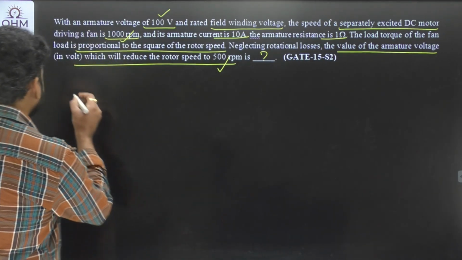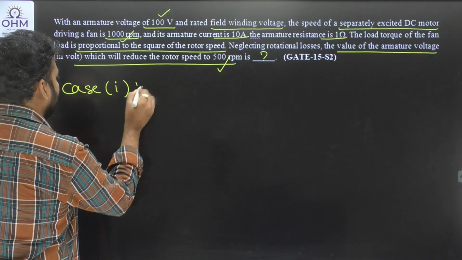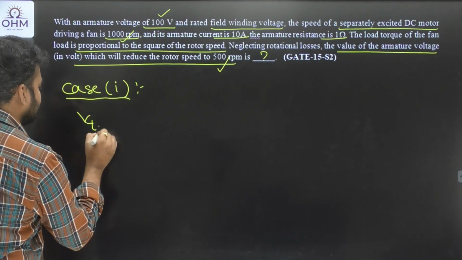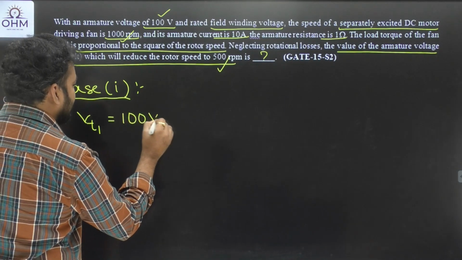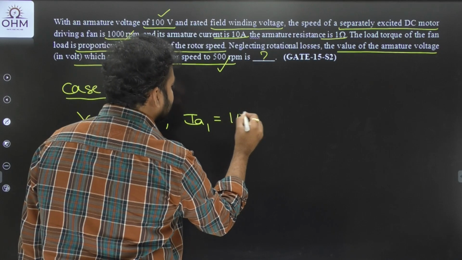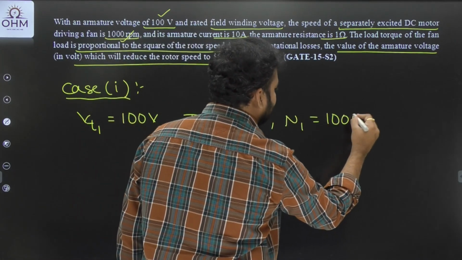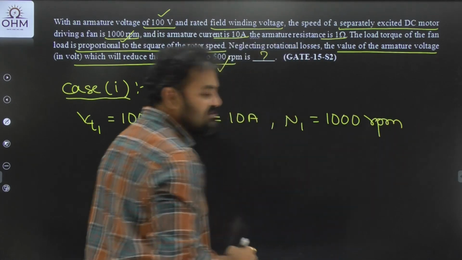So first let me note down case number 1 details. In case number 1, what is the voltage applied to the motor? It is 100 volt. And what is the armature current drawn by the motor? 10 ampere, isn't it? And what is the speed at which the machine was rotating? 1000 rpm. These are the details about the first case.